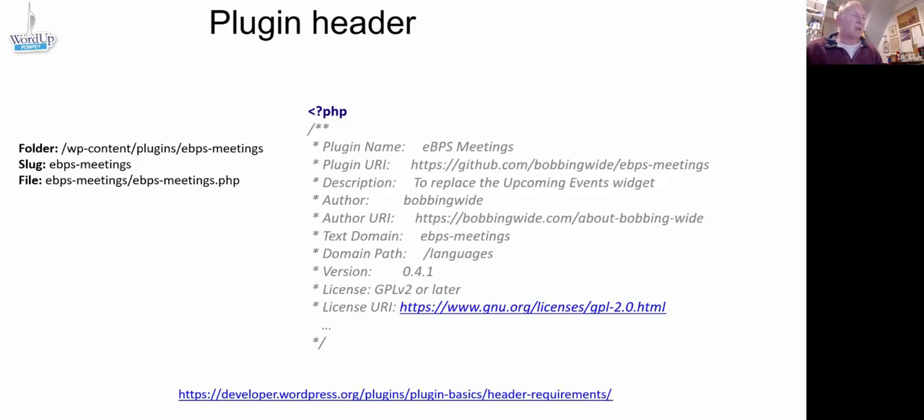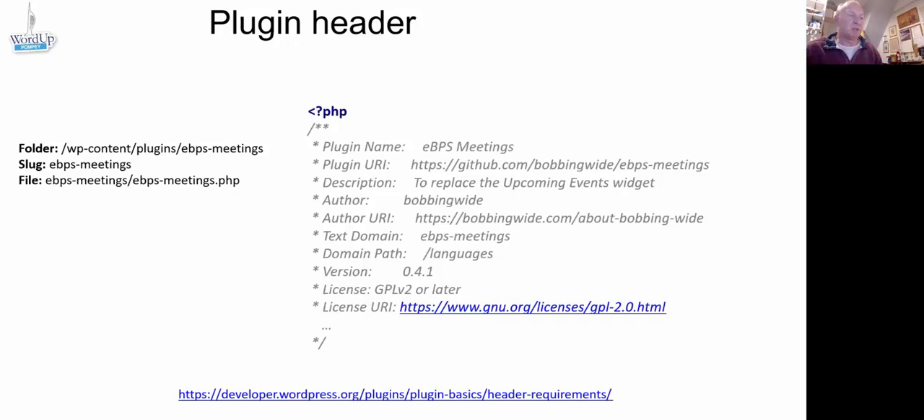So we need to generate a file, and we've chosen that we're going to call this plugin ebps-meetings, and we're going to put that in our plugin folder called ebps-meetings. And the slug for the plugin, which is the short name for the plugin, I suppose, is ebps-meetings, and the main file that we're going to implement for this is exactly the same, ebps-meetings in the folder ebps-meetings.